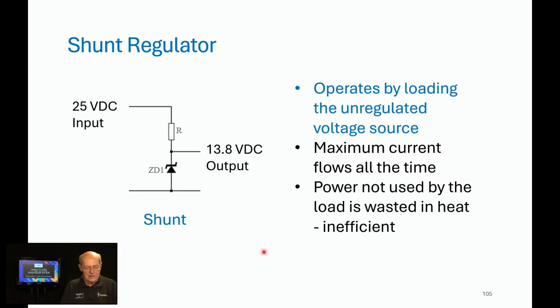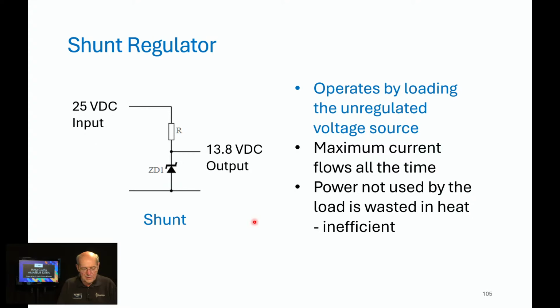Now the shunt regulator, there is only one pool question, and it operates by loading the unregulated voltage source. So it has to pass the full current through this path all the time to maintain this voltage going out. So it operates by loading the unregulated voltage source. This is the unregulated voltage source, the input, and the output.